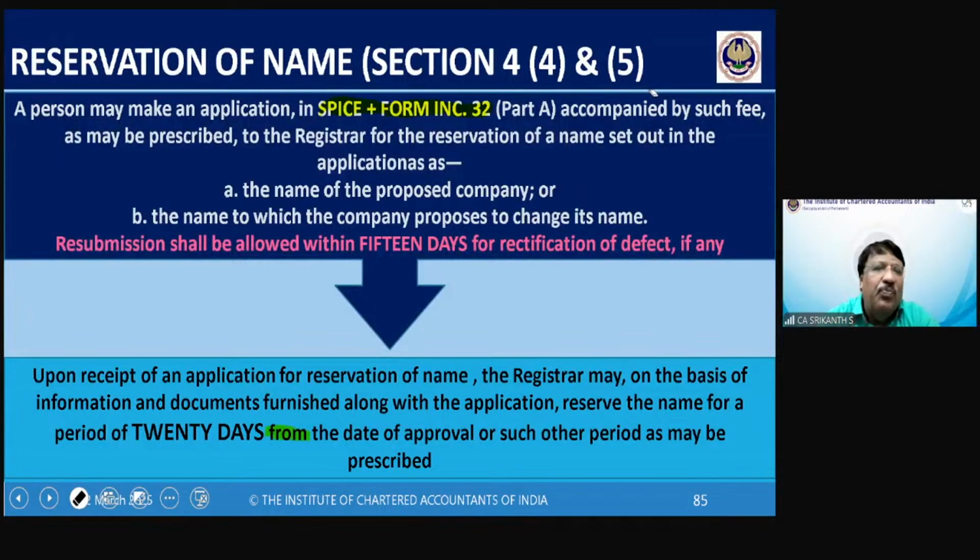Okay. So the register for the reservation of a name, the name will be reserved as the name of a proposed company or a name to which the company proposes to change its name. Both are there. That is, I am having an existing company. I want to change the name now. I may be even showing you an example today or maybe in the next class where one of the companies, one of my own consulting companies, we have changed the name from Blue Dot Corporate Solutions.